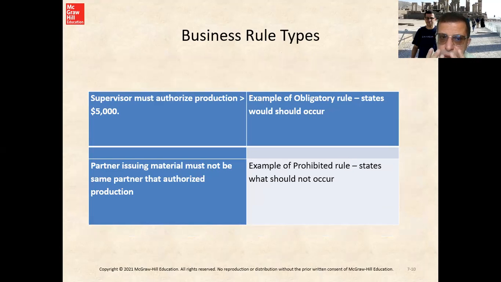So the business rule types we have: the supervisor must authorize production if it's more than 5,000. That is an example of obligatory rules, which state what should occur. And also the partner issuing material must not be the same partner authorizing the production. That's an example of prohibited rules, which state what should not occur.